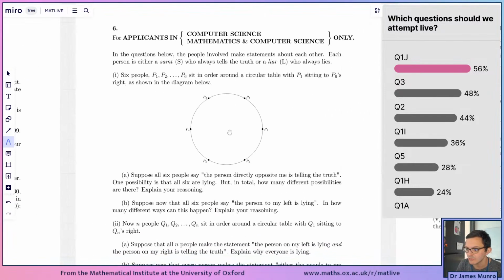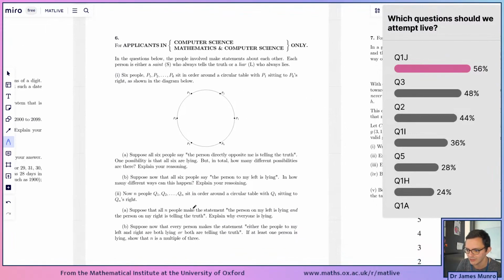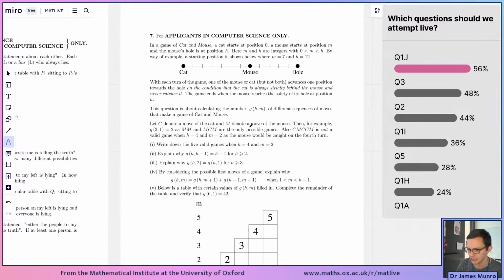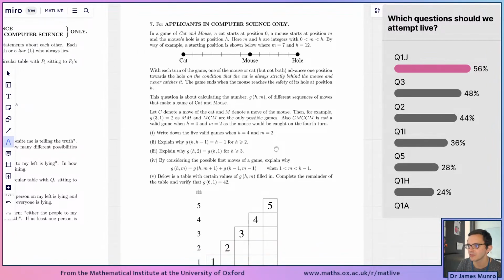Question 6 has got some truth and lying, and this time they're sitting in a circle, and it gets really, really complicated. There's some overlapping things going on. And 7 is a recursion question with, oh my goodness, cat and mice chasing each other around. There's a table, and this looks like some sort of recursion relation going on. G of h and m relates to, oh gosh, larger values of m but smaller values of h. Ugh. Hope that works out. Good. Okay.